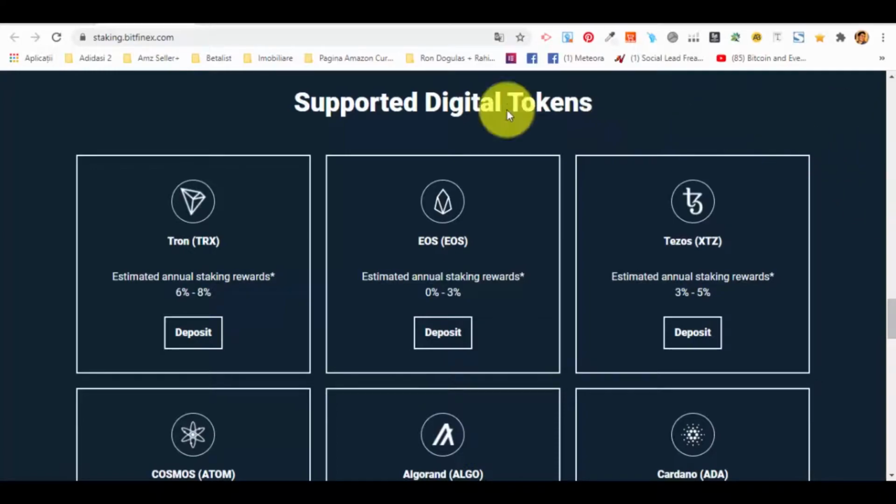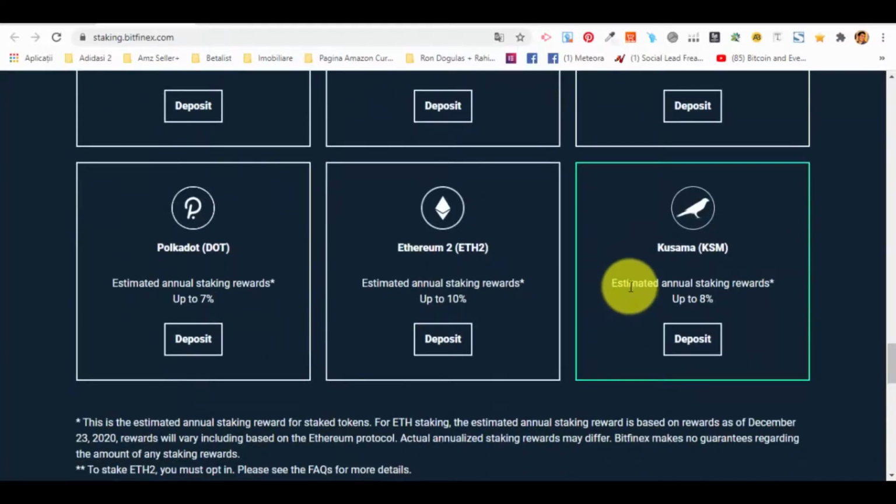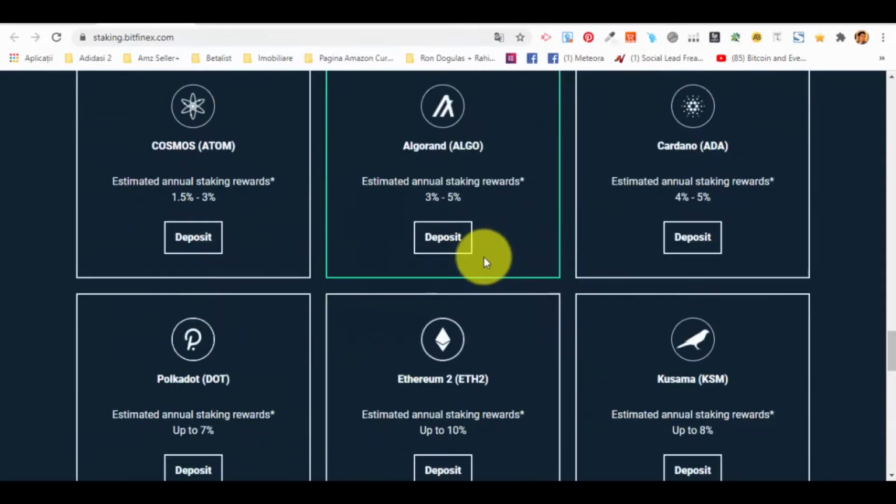If you scroll down, you can see all the earnings for the major cryptocurrencies. For Ethereum, it's one of the best, with estimated annual staking rewards up to 10%. For Polkadot, exactly as we estimated, around 7%. So 10% is not bad at all. Basically this is passive income. You just think about it.